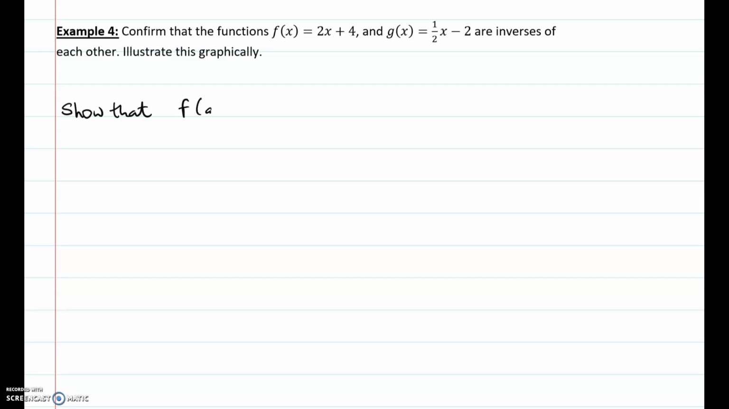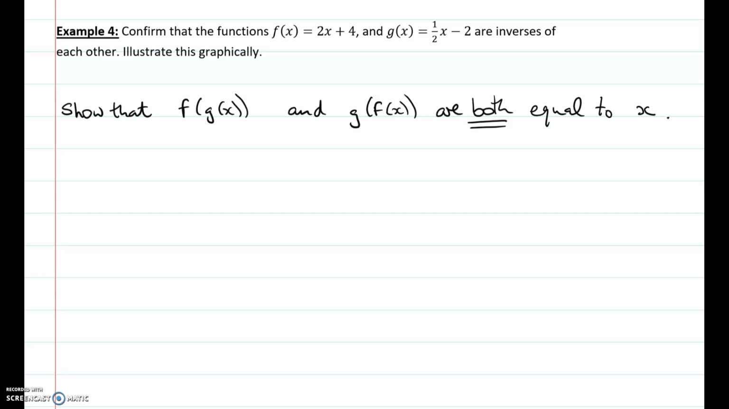f of g of x and g of f of x are both equal to simply x, that they both take us back to x. So we do this one piece at a time. So let's say we do f of g of x first.